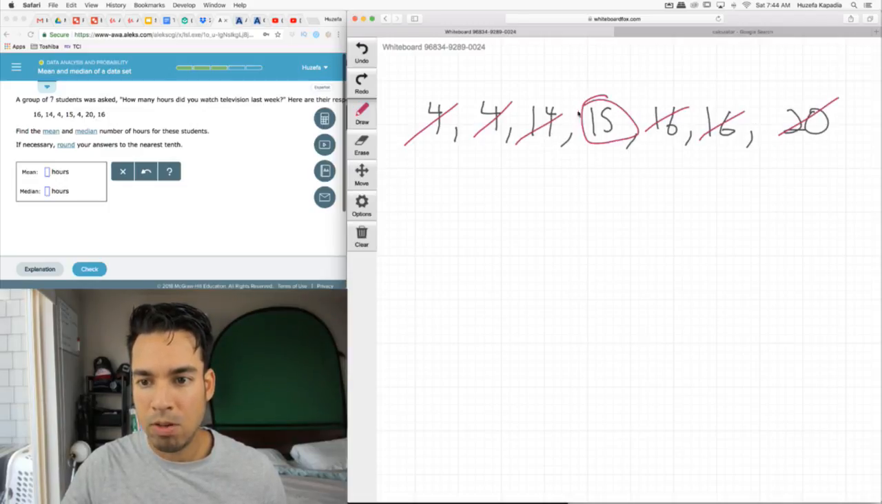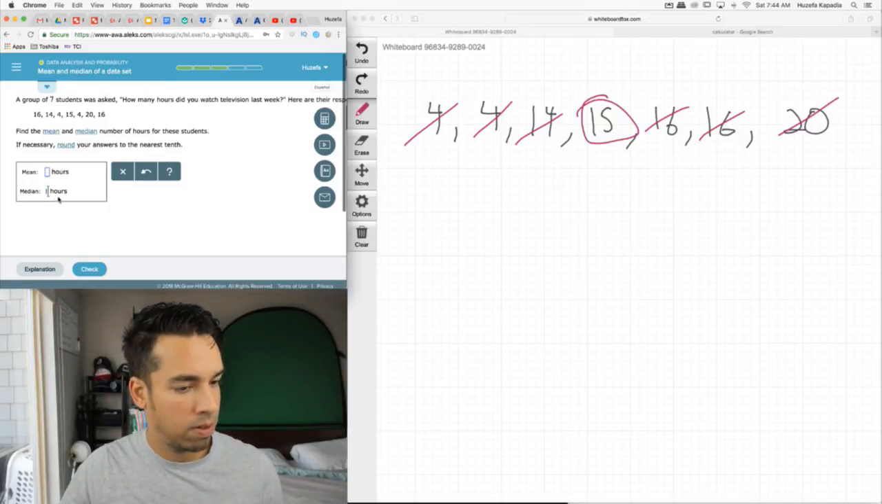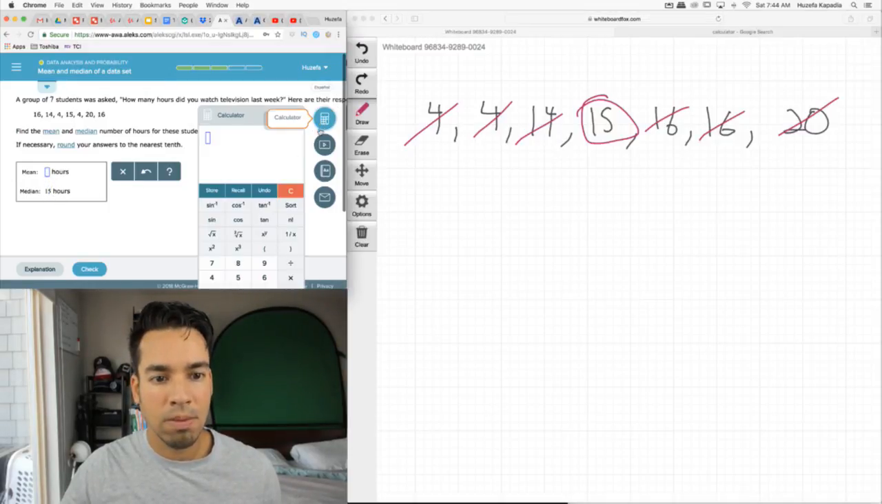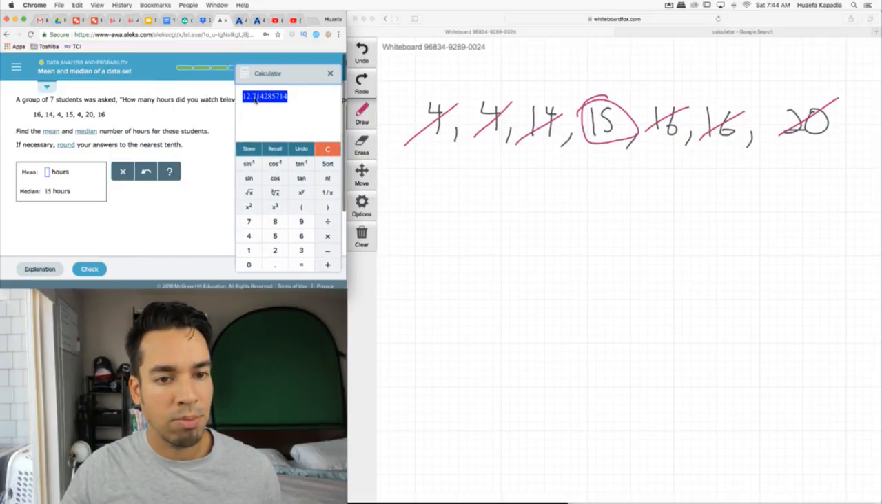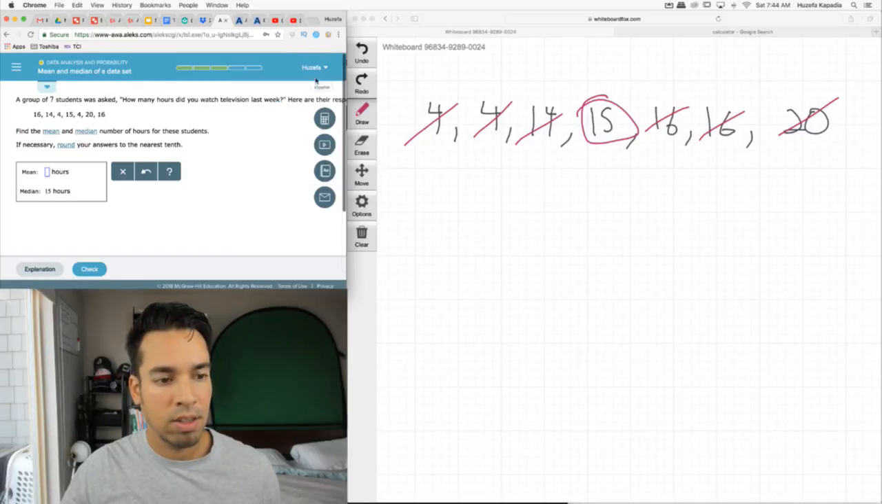Cross them off until we find that middle value. There's 15 for the median. What about the mean? Well, now we add all these up. So it's 4 plus 4 plus 14 plus 15 plus 16 plus 16 plus 20 equals 89, and then divided by 7 because there are 7 terms, and we get 12 point something. Now we're going to round to 12.7 because this is the nearest tenth. 12.7. Make sure I got all those numbers correct, and I think I did.